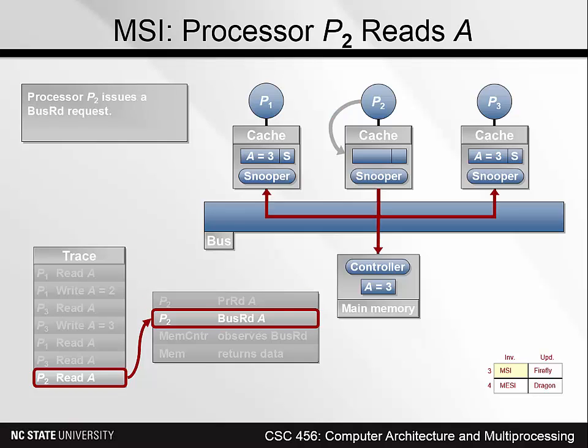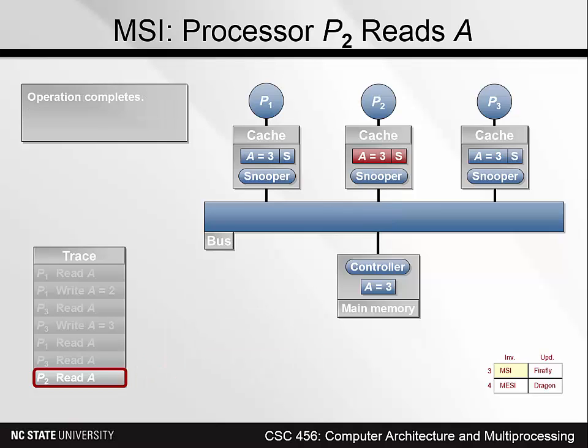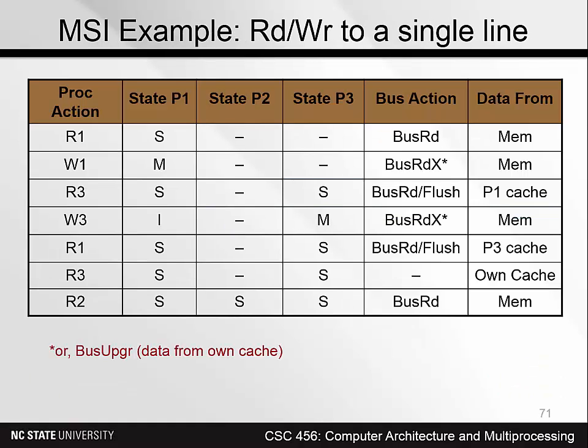Since it's a cache miss, it requires a bus transaction, namely a bus read. The memory controller observes the bus read. Memory responds and sends the block containing A to P2's cache. The read operation is complete. Now all three caches have valid copies of the block in state S.